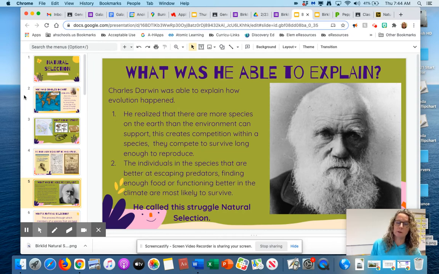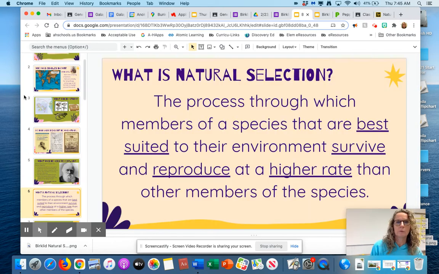So the species that are better at escaping, whether they're better at escaping predators or finding enough food or functioning better in the climate, are most likely to survive. And he called that struggle for survival natural selection. So, natural selection, a simple definition, is the struggle to survive.